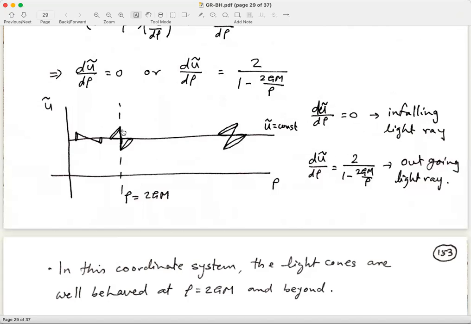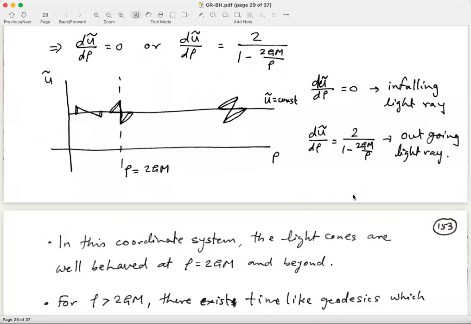But without worrying about this, if you continue and go to rho less than 2GM, you find that your light cone is oriented in this particular fashion. It tells you that the so-called outgoing light cone direction doesn't exist for rho less than 2GM. So not only is the u tilde equals constant direction infalling, but du tilde by d rho equal to 2 upon 1 minus 2GM upon rho is also infalling for rho less than 2GM. That is one of the reasons why it is called the ingoing Eddington-Finkelstein coordinate system.